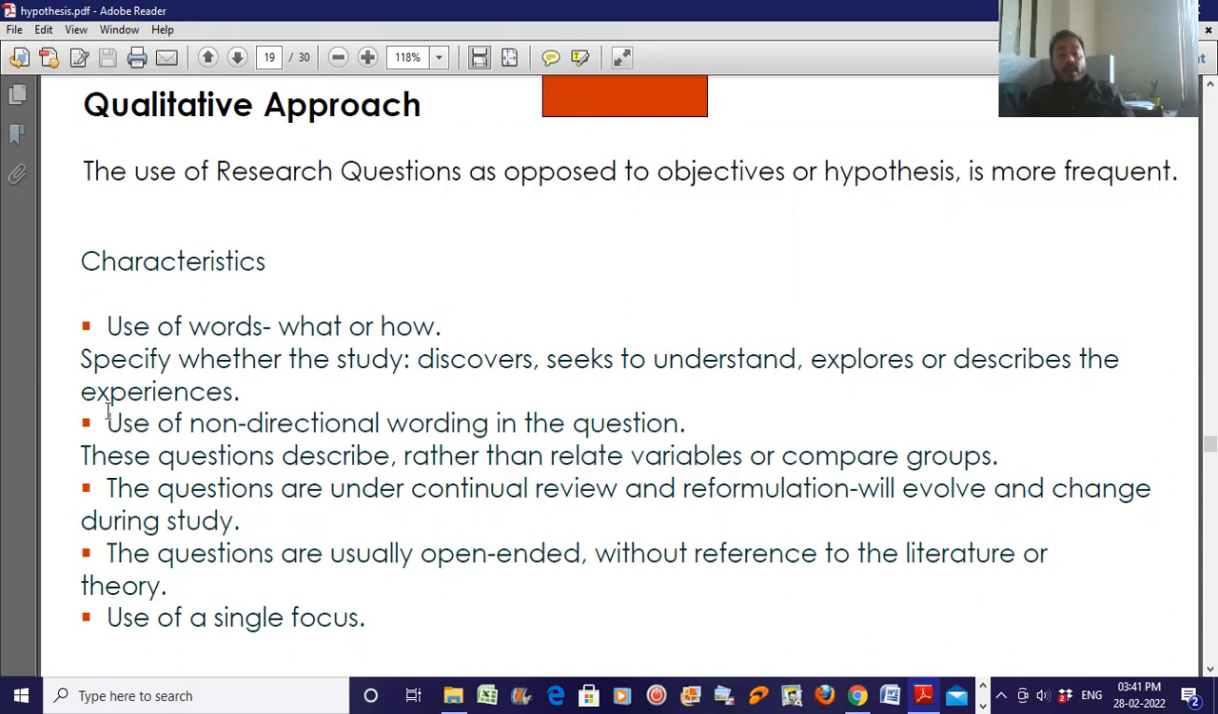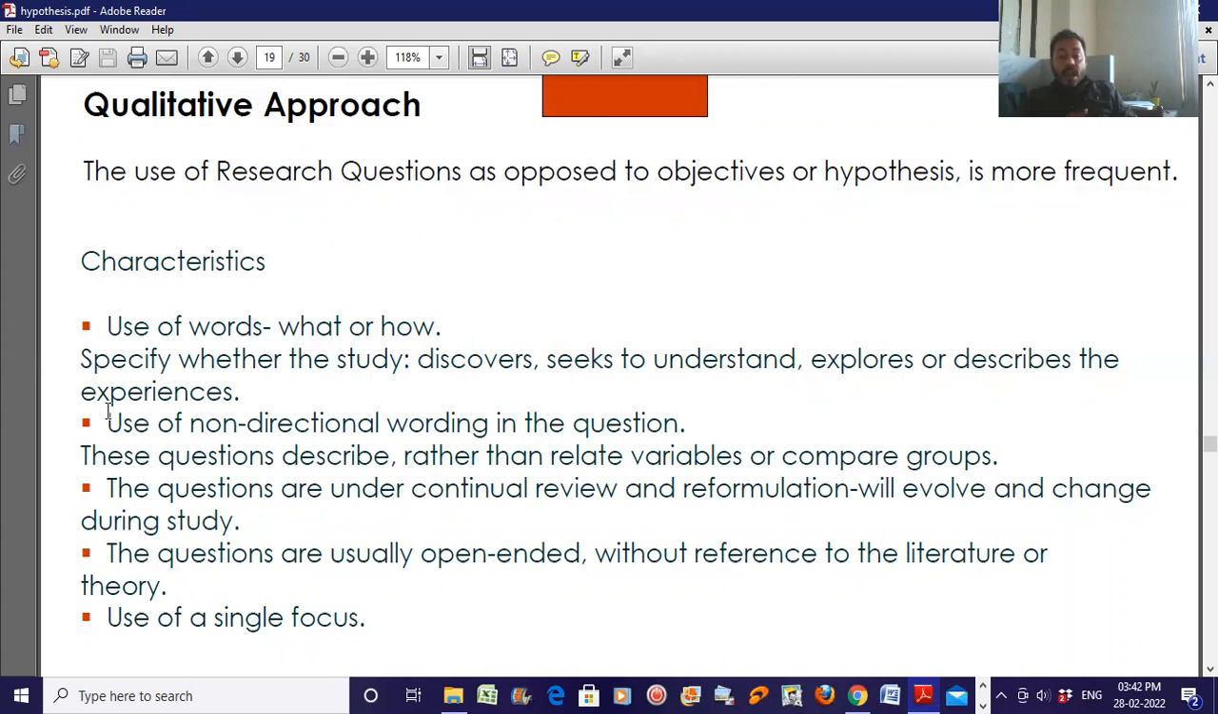This specifies whether the study discovers or seeks to understand, explores, or describes the experiences, right? What quality and how to do, how means to get that particular result. This means we are focusing on the experiments, right? Then use of non-directional wording in the questions. These questions describe rather than relate variables or compare groups. Non-directional wording means those words with which we try to describe the conditions.